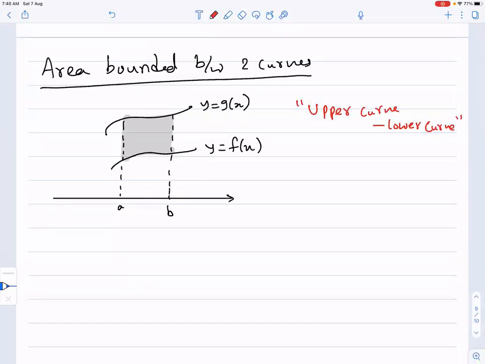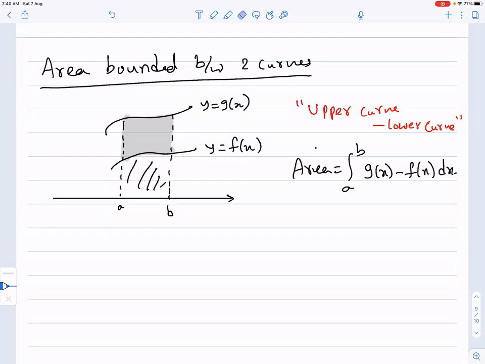So your integration will be integral a to b. Upper curve is what? g of x, minus lower curve, what is it? f of x, dx. So basically what we are trying to do is g of x gives whatever is the area we are trying to find. From that we are subtracting this particular portion of area. We will get the area between them. Yes, all the students?